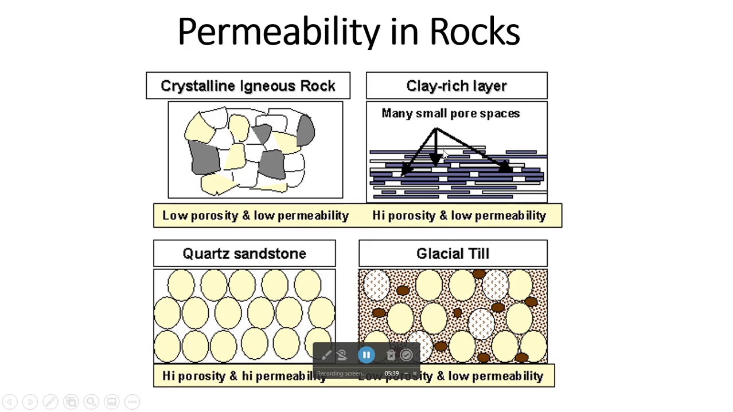Shales, or clay-rich layers, have many small pore spaces, but those pore spaces aren't connected. So that would also be low permeability but high porosity. Quartz sandstones are very well-rounded and sometimes can have high porosity, and because they're well connected can have high permeability. And that can be unconsolidated sands. And then glacial till is another example where you get low porosity and low permeability because you have those varying grain sizes.